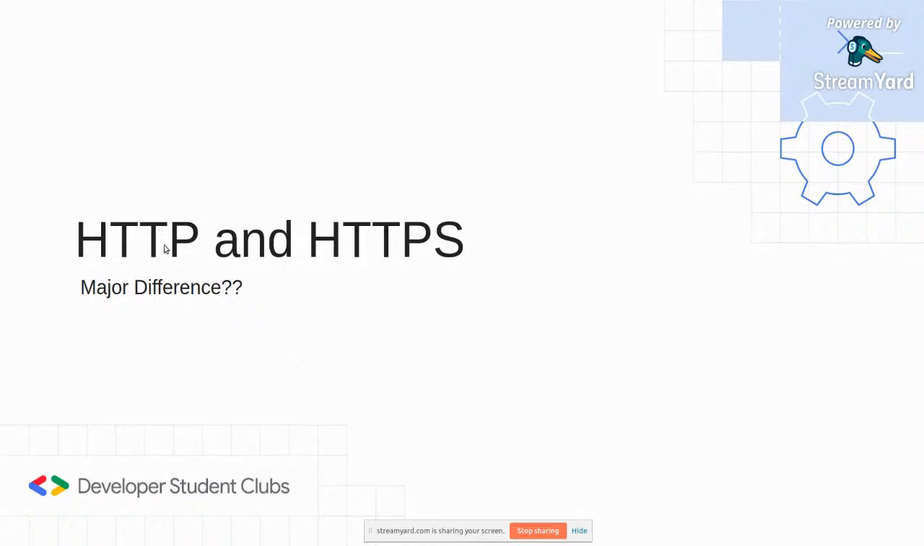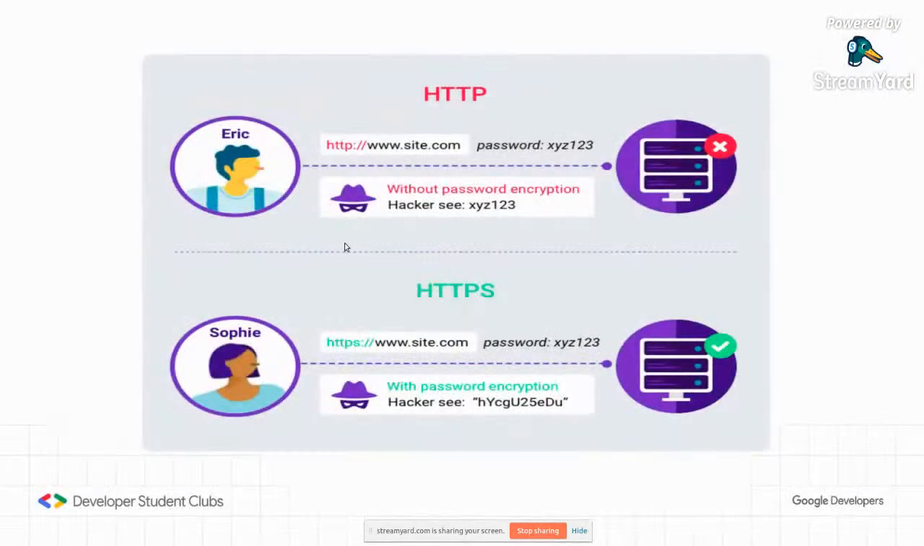HTTP is Hypertext Transfer Protocol, and HTTPS is Hypertext Transfer Protocol Secure. What's the difference between them? So, if I enter my password on two different websites, where the first website uses HTTP and the second uses HTTPS, and I enter the password XYZ123 over here, this is how third parties can see the password you have entered.